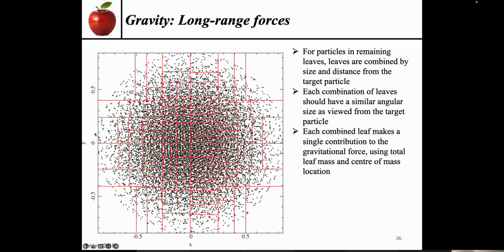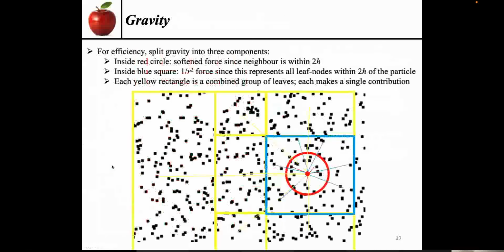Now, how we group these cells will depend on their distance from the particle that you care about, and how big the cell itself is. If you're using gravity and interested in this, I can discuss this in a little bit more detail offline. But as a brief summary, we can see here how we have broken down the gravity, where everything in your red circle is calculated using softened gravity.